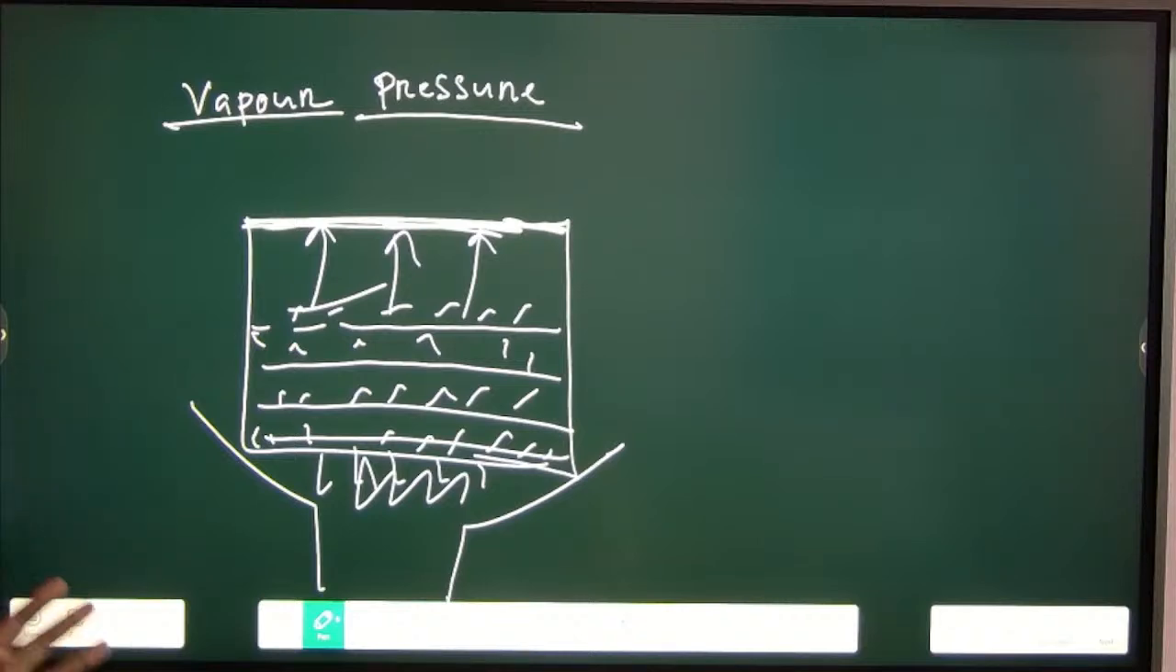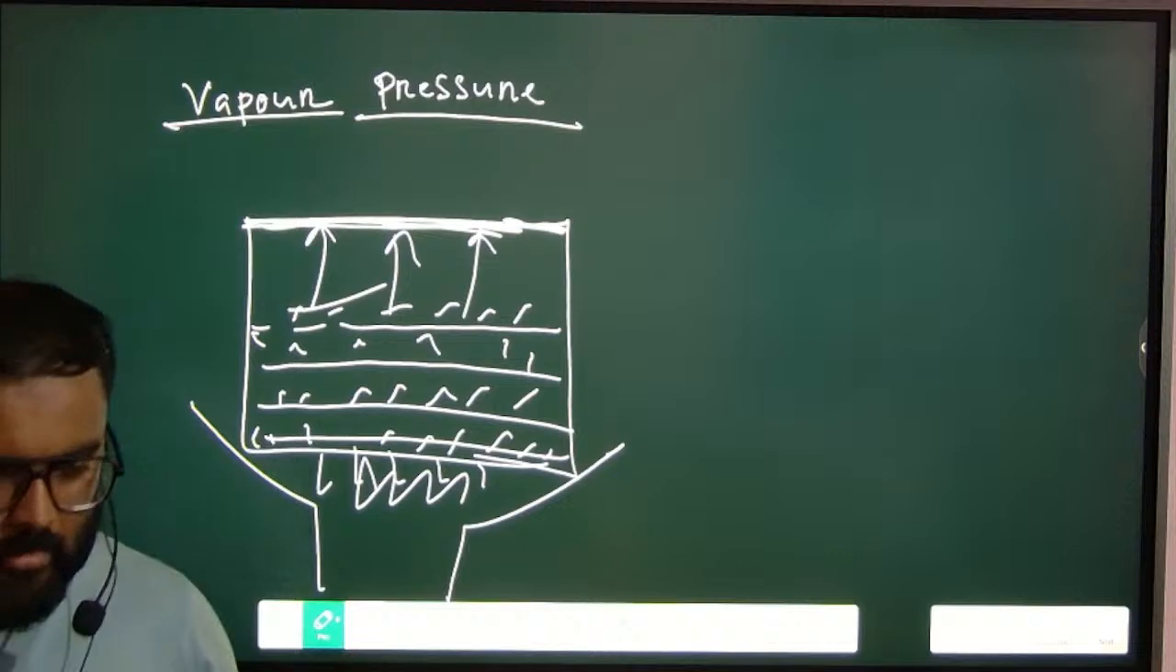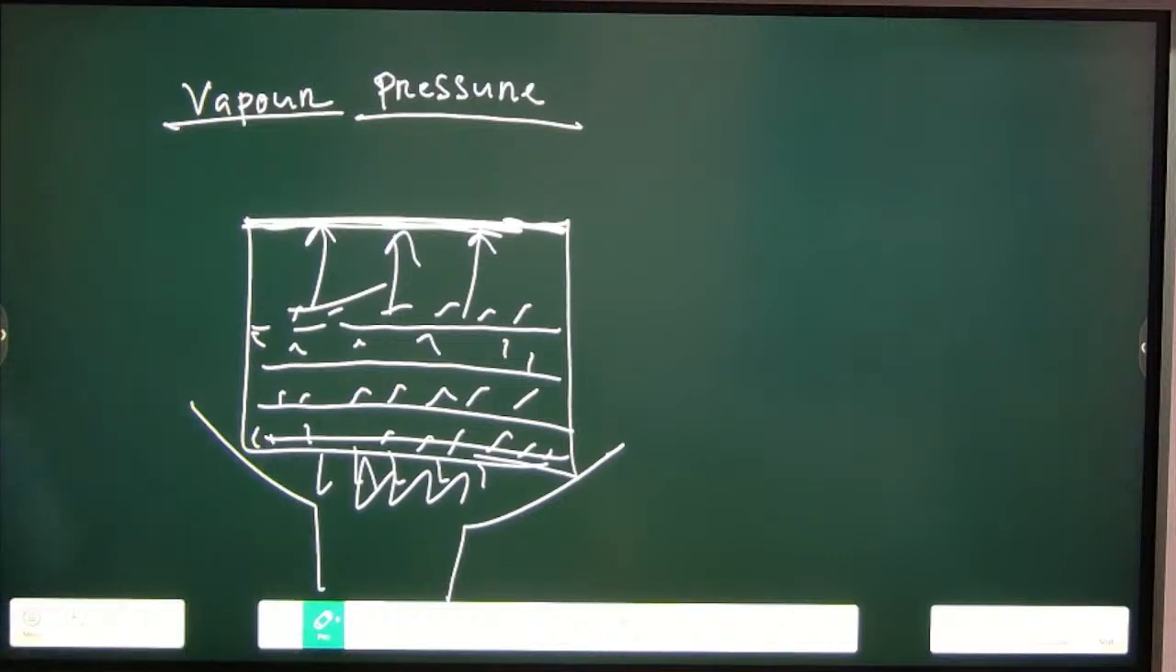And one scientist, Raoult, proposed some laws with vapor pressure. Then you have boiling point, then melting point. He proposed some laws. Yes, two types. Yes, good.